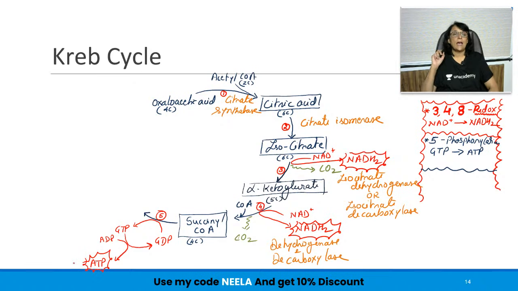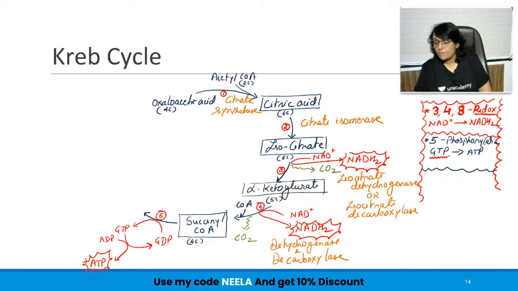So here we have one ATP molecule synthesized, but we have to remember that ATP is not directly synthesized. It is GTP first, and then through GTP we will get ATP. So write down somewhere that in step number 5, which is a phosphorylation thing, the direct ATP gain is not taking place. It is first GTP and then it is converted into ATP.